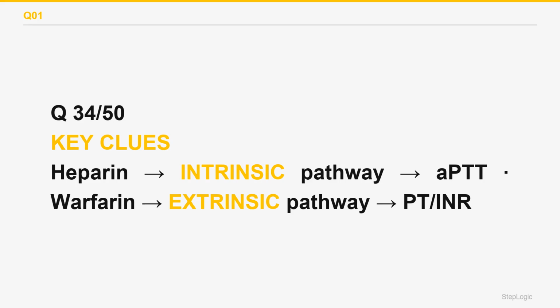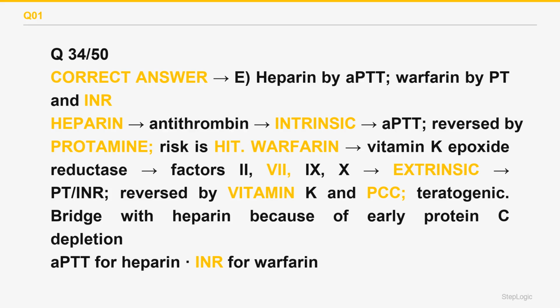Heparin potentiates antithrombin, inhibiting thrombin and factor Xa, and its effect registers on the intrinsic pathway, monitored by the activated partial thromboplastin time. Warfarin inhibits vitamin K epoxide reductase, depleting factors II, VII, IX, and X, and because factor VII has the shortest half-life, the extrinsic pathway is affected first, monitored by the prothrombin time and the INR. Assigning each test to the wrong drug is what choices B and D do. Choice A ignores the intrinsic pathway entirely. The correct answer is E.